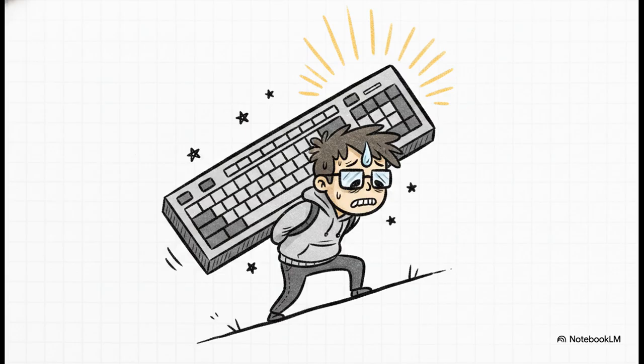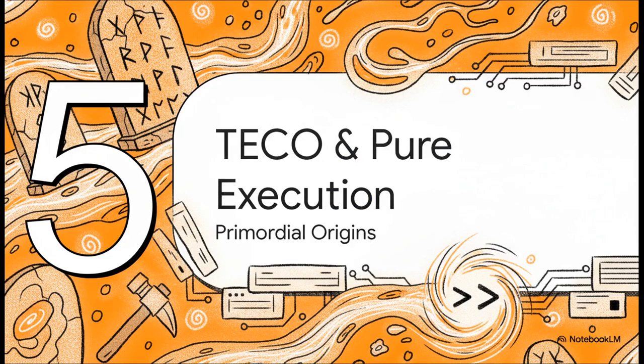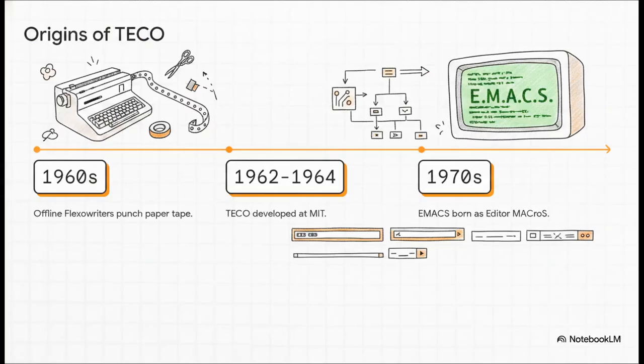But to really appreciate the power of these tools, we have to trace this whole cultural phenomenon back to its raw, primordial origin. Section 5. TECO and Pure Execution, Primordial Origins. To really grasp the power of all this, we gotta go back, way back. Following this timeline, we can see how the modern editor wars actually stem from programmers literally slicing and splicing paper tape in the early 1960s. Before screens even existed, programmers used offline Flexowriters to punch code into continuous paper tape. If you made an error, you had to physically cut and tape the paper back together.